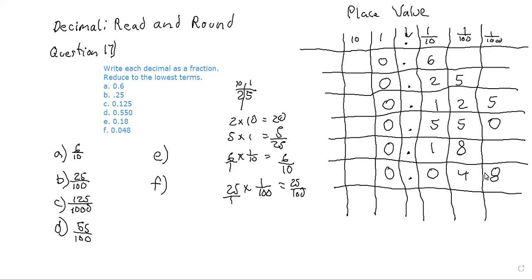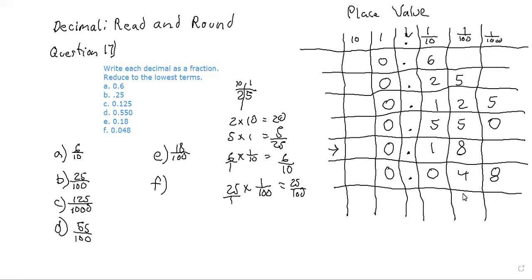For E, the 0.18, we have that one right here. The last digit is in the hundredths place, so it's going to be 18 hundredths, where hundredths is the place value of the last digit.